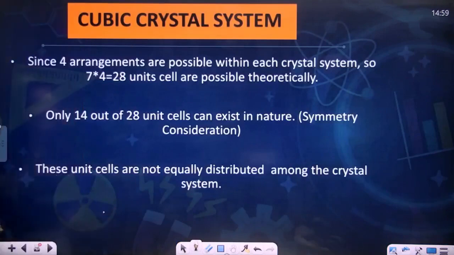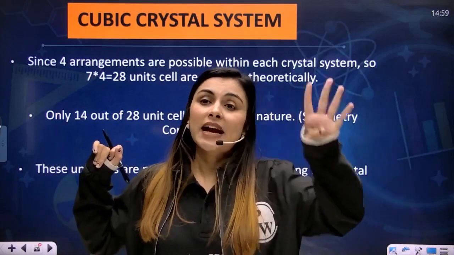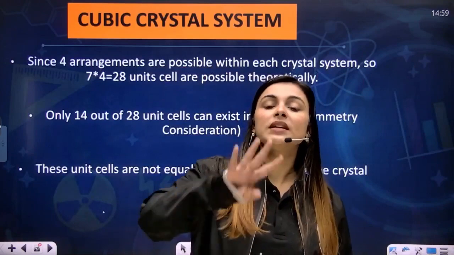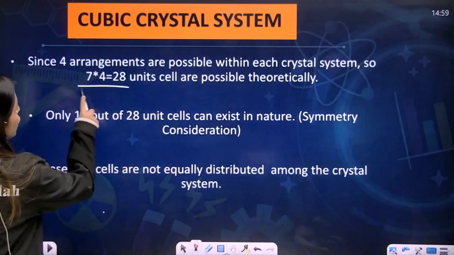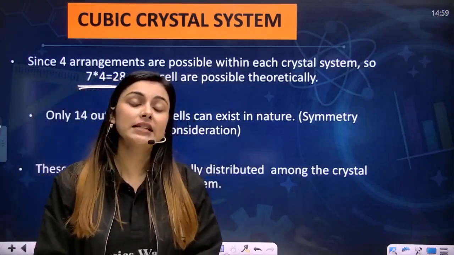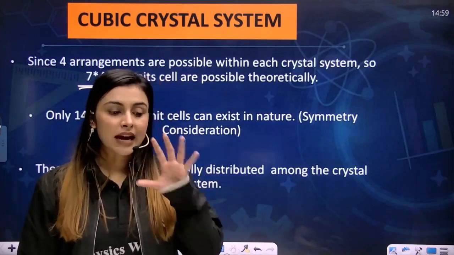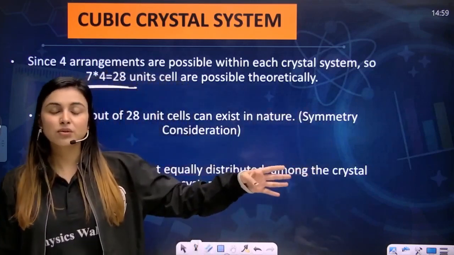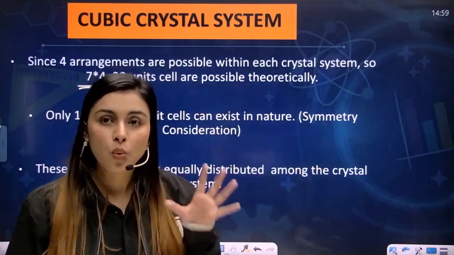Now, my dear students, just see. Now you know that there are 4 types of arrangements, and these 4 types of arrangements can be present in any one of the crystal systems, right? Yes, you have 7 crystal systems and you have 4 different types of arrangements. So can I say that 7 into 4, total 28 different unit cells can be present? Yes, ma'am, you can say that. And that is what is actually calculated theoretically, that these 4 arrangements can be present in each of the crystal systems. So total 28 different unit cells can be present in this whole world, right?